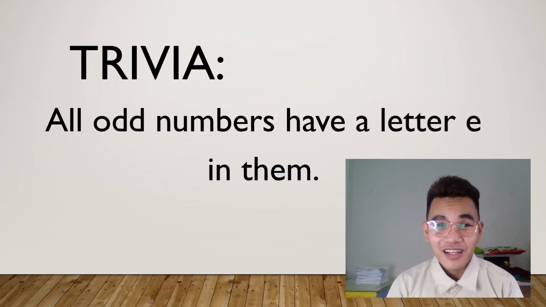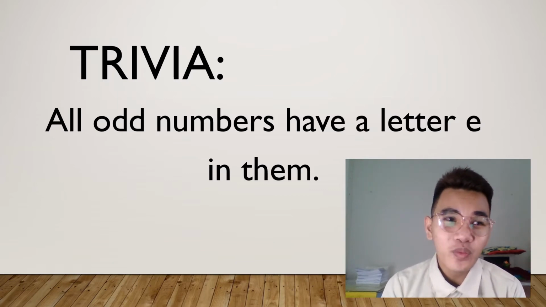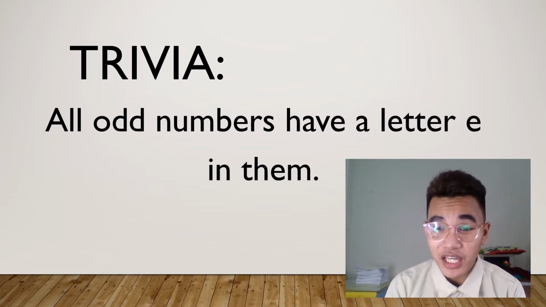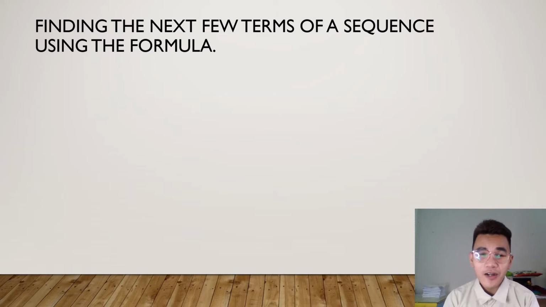So you have already known some trivia, and now let's proceed with our discussion for activity 1. Your topic for this activity 1 is finding the next few terms of a sequence using a formula. Last time, you were given the first term of the sequence, and you just substituted into the arithmetic sequence general formula that I provided you before.